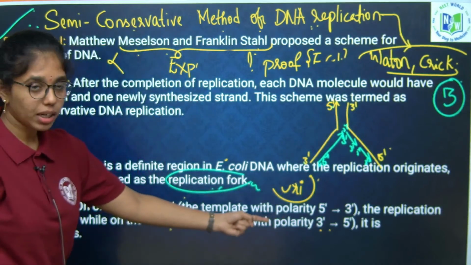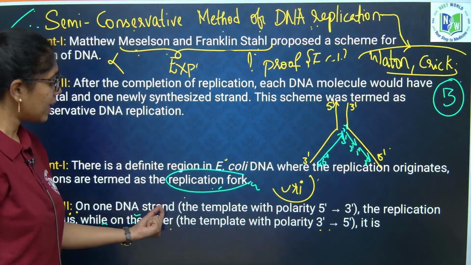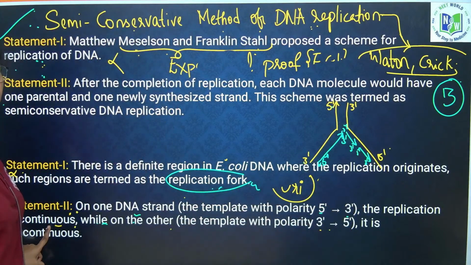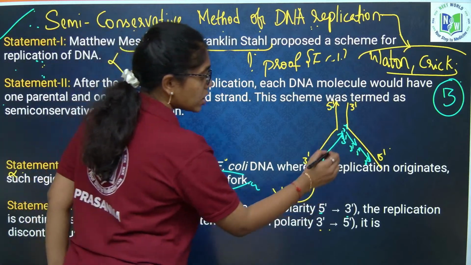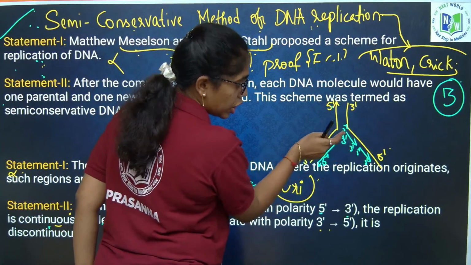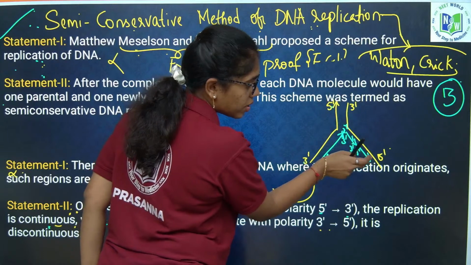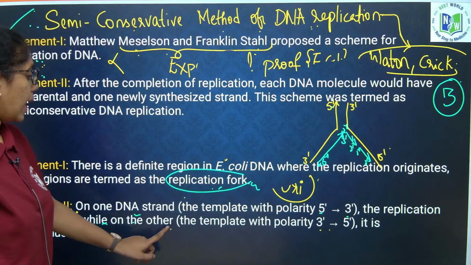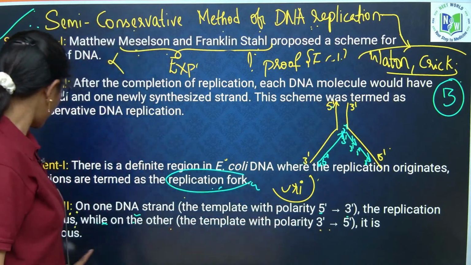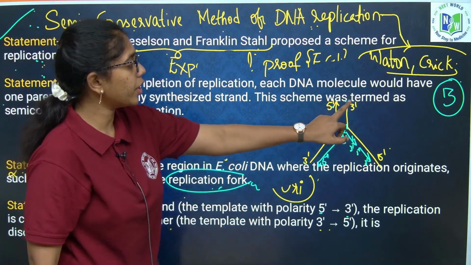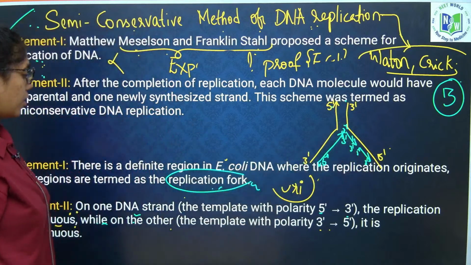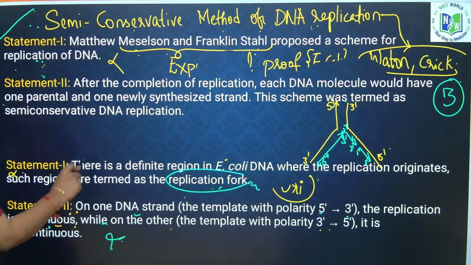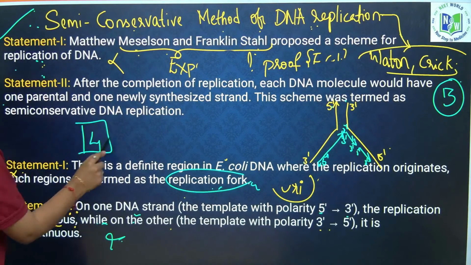So now the statement is wrong. On one DNA strand, the template will be 5 to 3 and the replication is continuous, he is saying. A template of 5 to 3 means it should be discontinuous strand synthesis, not continuous. And the other template with polarity 3 to 5 is discontinuous. So yes, this statement is also wrong. Two statements wrong, so we have to go for option 4.